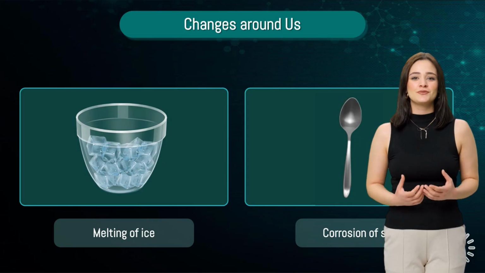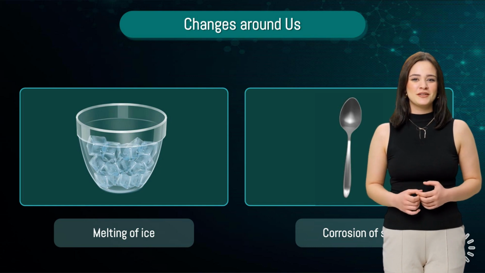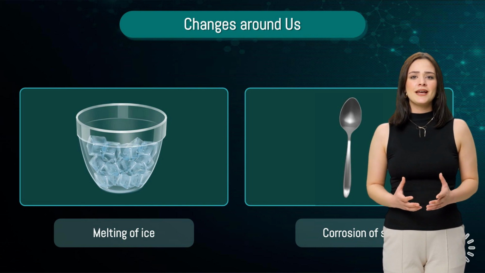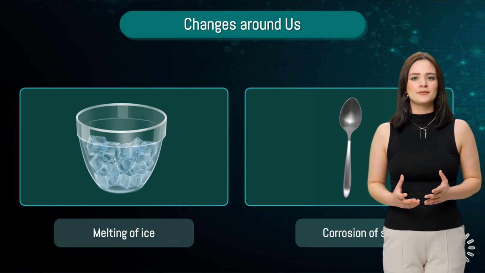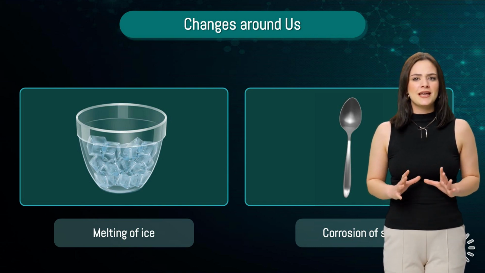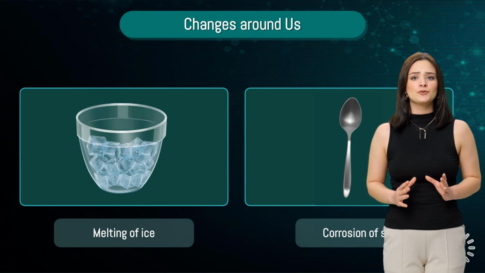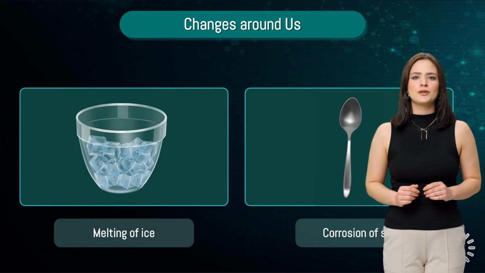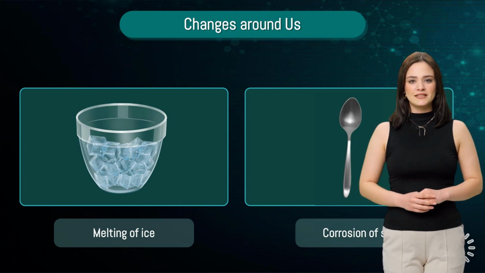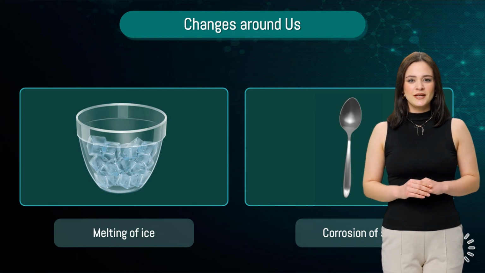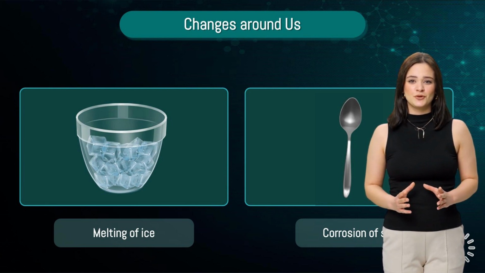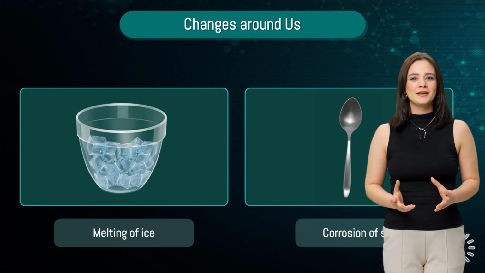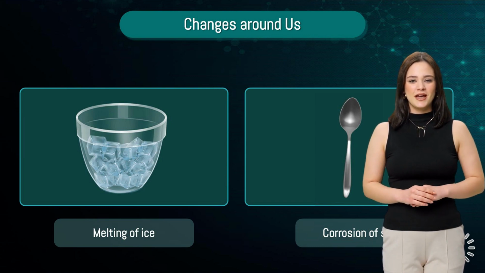Melting of ice is a physical change where water transitions from solid to liquid, maintaining its chemical identity. In contrast, the corrosion of a spoon is a chemical change, altering the spoon's chemical composition as it reacts with oxygen and moisture, forming rust. These examples illustrate the fundamental differences between physical and chemical changes. Let us see about physical and chemical changes in next slide.